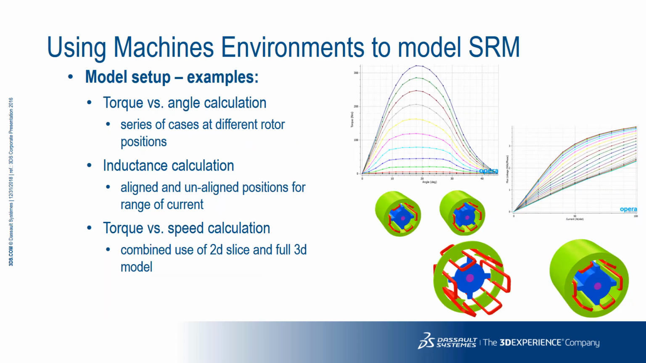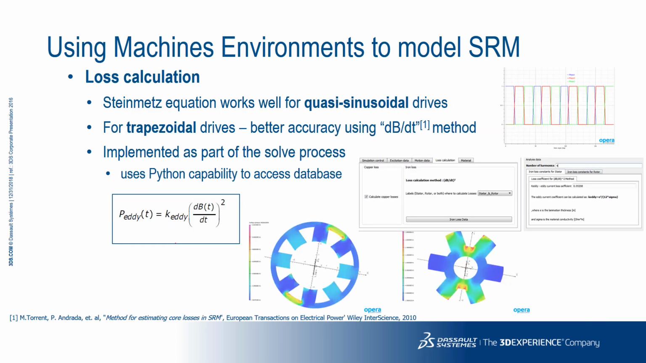As an example of some different model setups: if the user asks for a torque versus angle run, then Opera solves a series of cases at different rotor positions, whereas inductance calculations would involve runs for aligned and unaligned positions at different drive currents. And you can make use of a combination of sliced and full models. Because the machine's environment has captured the experience of our applications team, it will use the most appropriate calculations for the machine's type and the solution scheme.